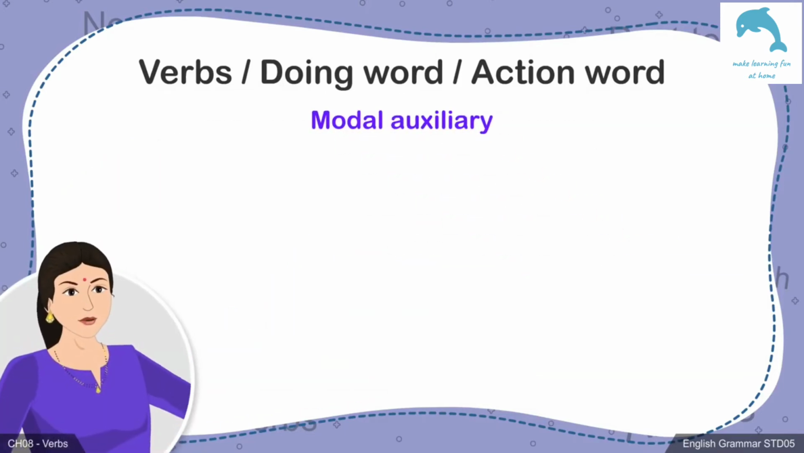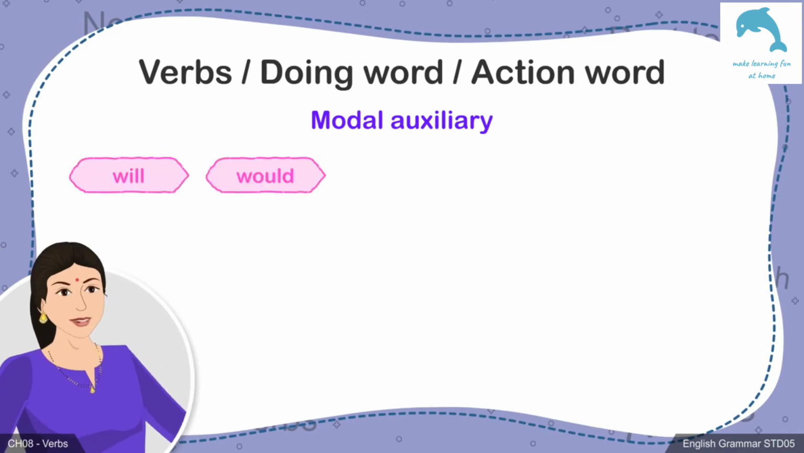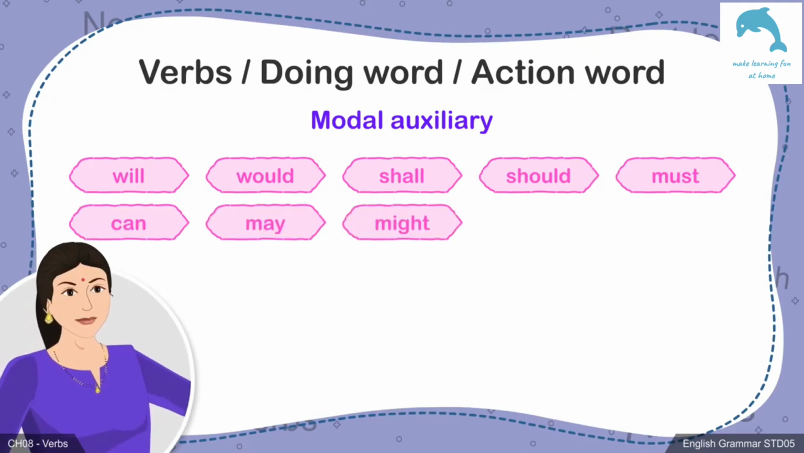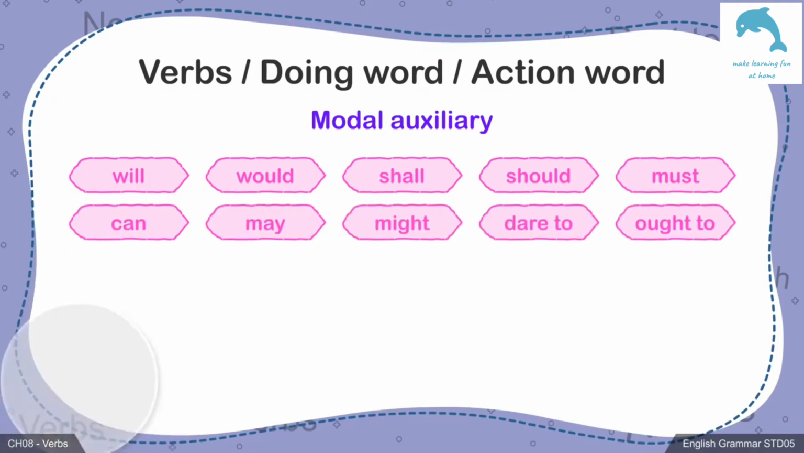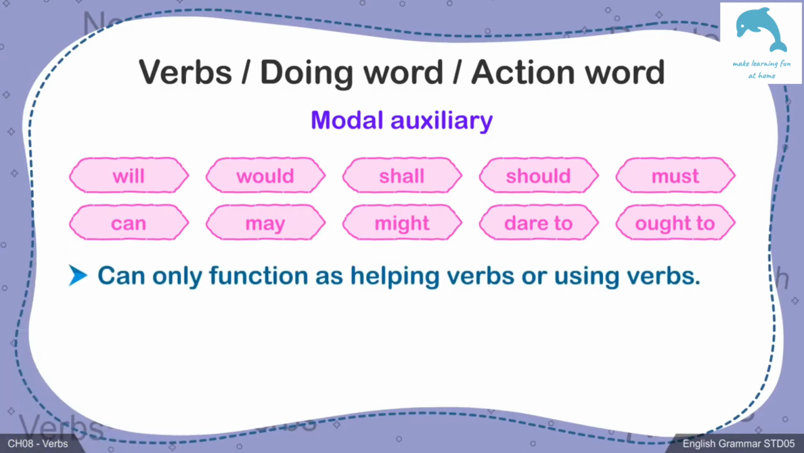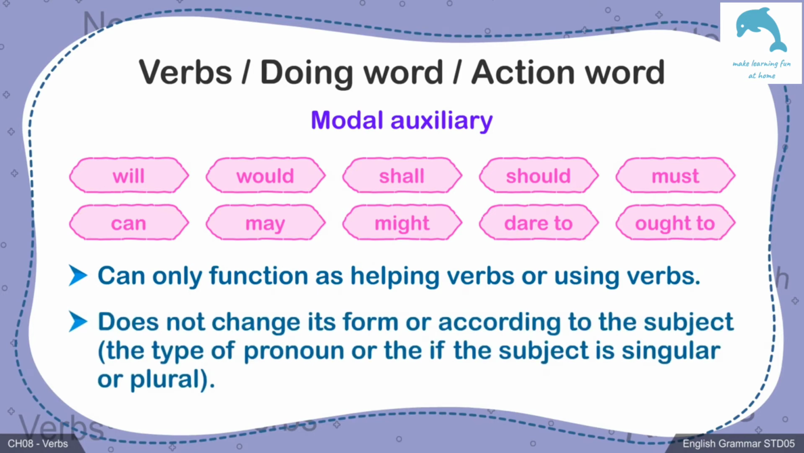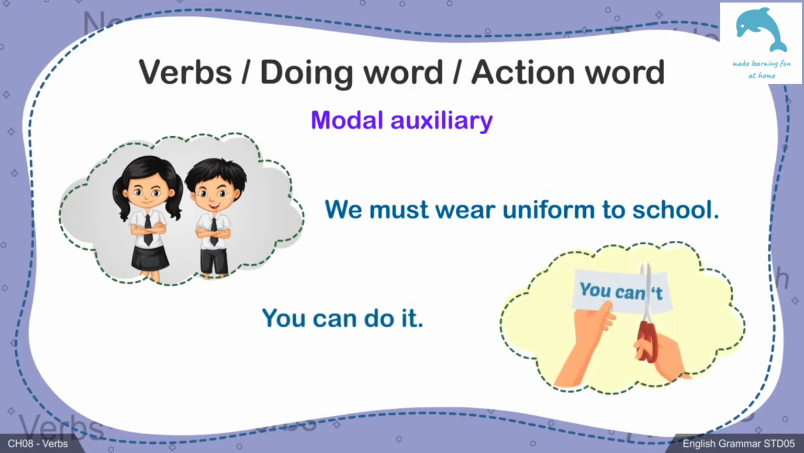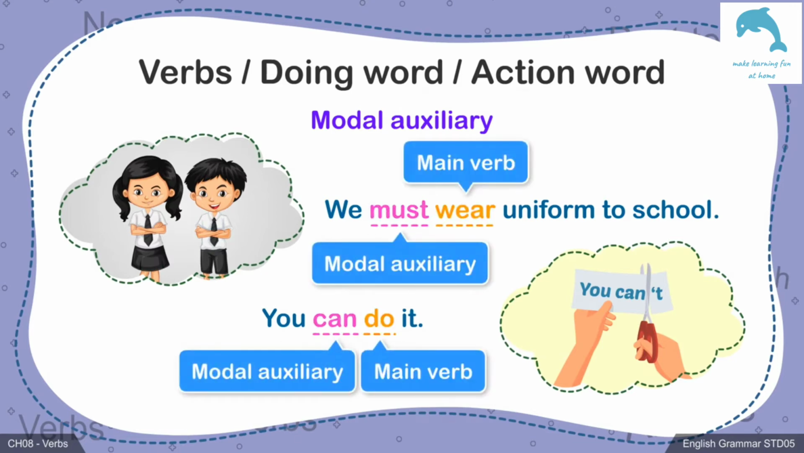On the other hand, modal auxiliaries like will, would, shall, should, must, can, may, might, dare to, ought to, etc. can function only as the helping verb or auxiliary verb. It does not change its form according to the person or number of the subject. Let's consider the given sentences. For example, we must wear uniform to school. You can do it. Verbs like must and can are modal auxiliaries, whereas the main verbs are wear and do.